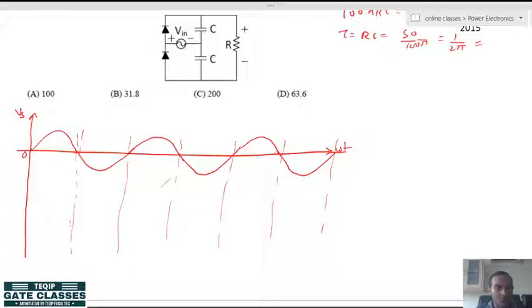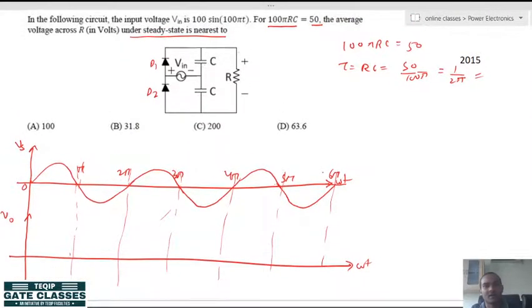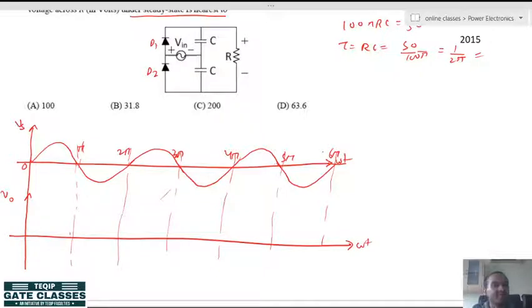Now let us draw the output, but here you have to be very careful about the capacitor's voltage also. You have to take care of capacitor charging and discharging. When the positive cycle comes, let us say this is D1, this is D2. This diode D1 will become forward biased, and it is given that the capacitors are very large. You can conclude with this. So, when this diode becomes forward biased, what will the circuit be?